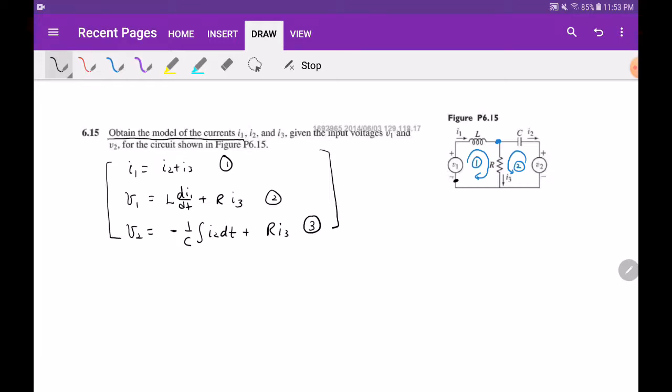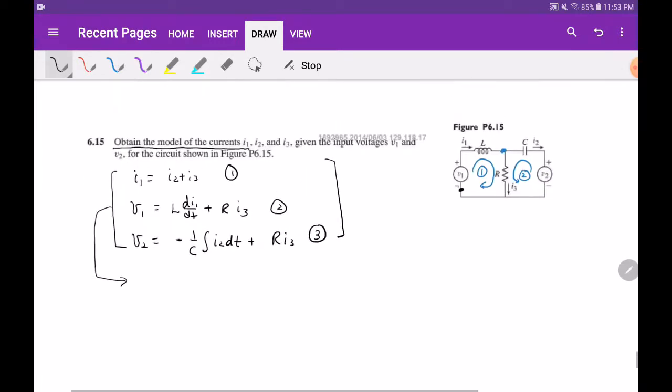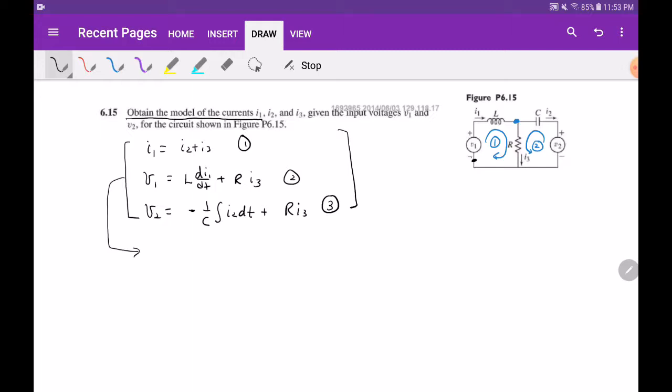So from here, simplify it to get rid of I2 and I3, and that will be the answer to the first part. So this has 3 parts to the problem. Part A is to find the model for the current I1, get rid of I2 and I3. So let's try my simultaneous equation solving skills. I'm going to subtract 2 minus 3. Why? So I can get rid of I3.